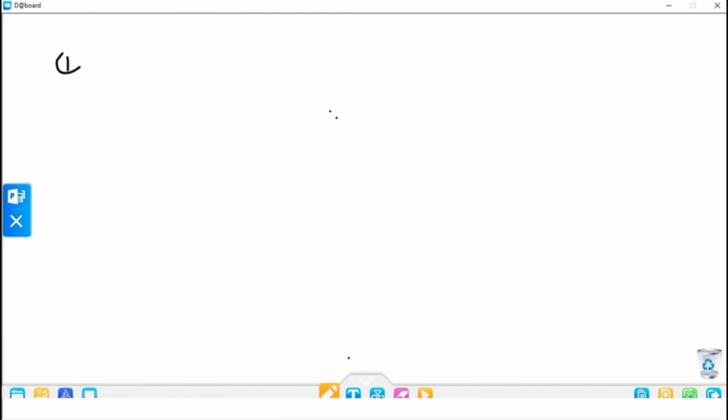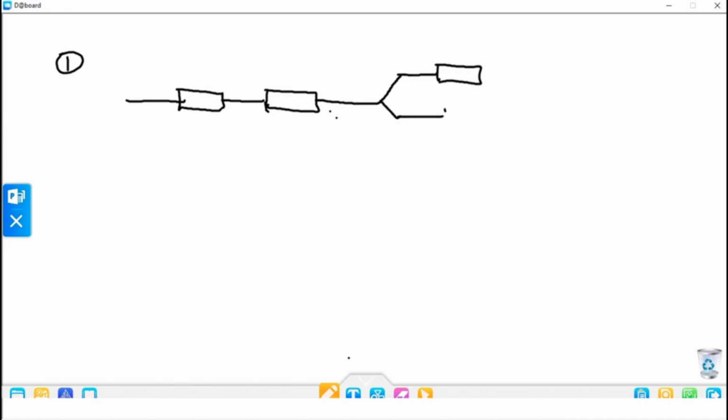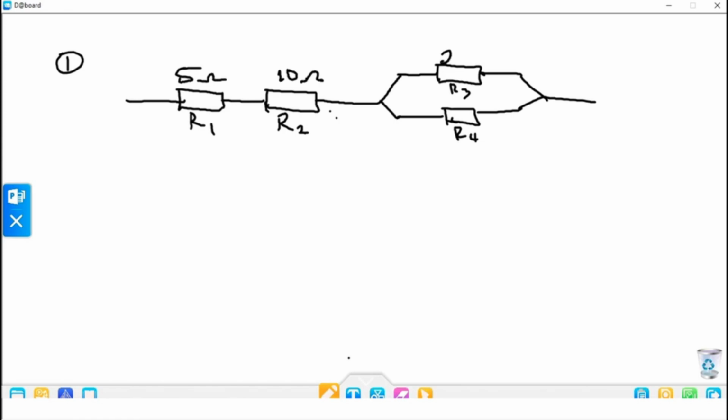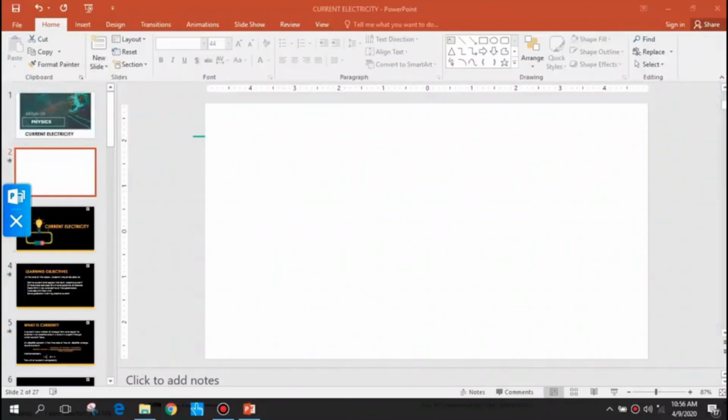So example 1, let's bring out our diagram again for reference purposes. This is a symbol for resistor. So this is what we have. Let's call this R1, R2, R3, and R4. R1 is 5 ohms. This is 10 ohms. This is 2 ohms. And this is 4 ohms. Let's check for correct. Okay, we're good to go.